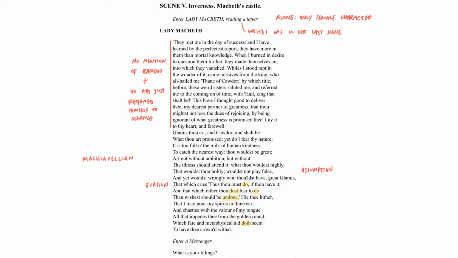Thus thou must do, if thou have it, and that which rather thou dost fear to do than wishest should be undone. Let's see if we can unpack what's going on here. What's doing the crying here is the crown. So it's the crown that cries, thus thou must do, if thou have it. So there are things Macbeth must do to catch the nearest way, to get the crown and to kill Duncan. But the problem is that he's afraid to do them, even though he doesn't wish for them to be undone. So he wants them to happen, but he's afraid to do them.